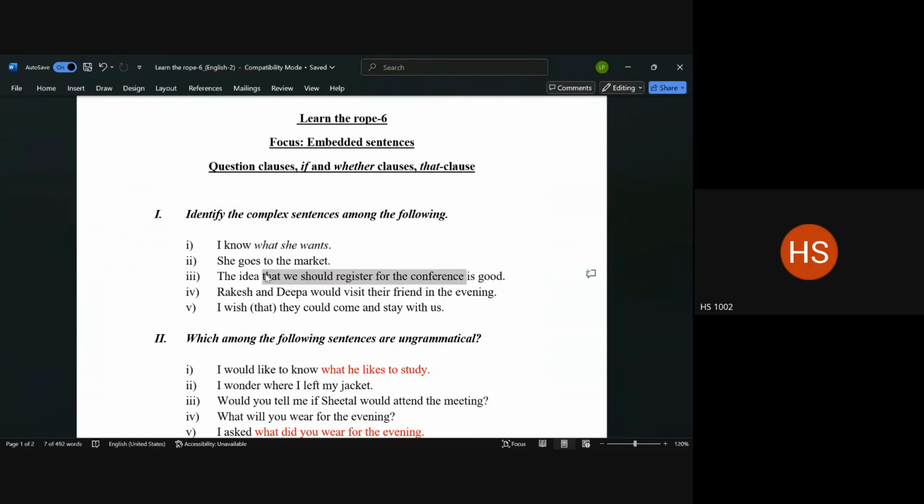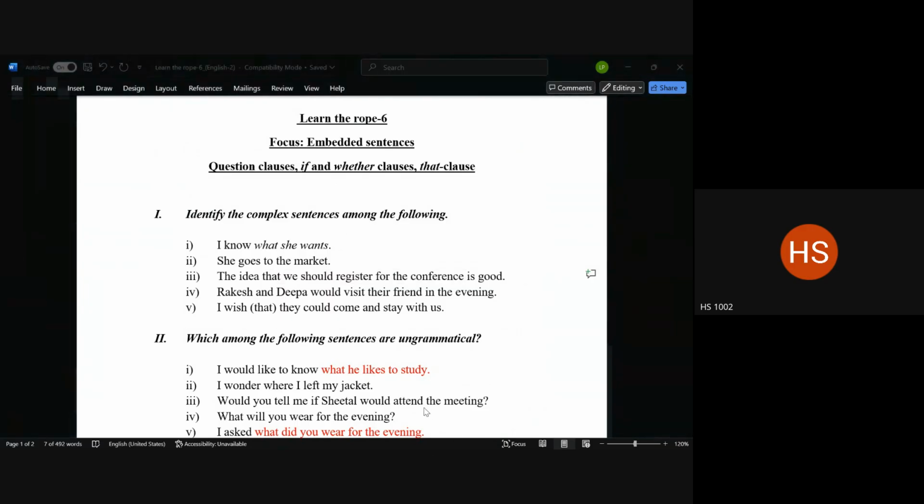Yes, ma'am. Yeah. So if that is the case, then what I'm trying to say is that the idea and the subordinate clause that we should register for the conference are one and the same. So that we should register for the conference, that particular part is not an adjectival clause. Okay. It becomes an adjectival clause only when you're giving additional information about the subject. But this is not additional information. This stands in the place of the subject, right? Let me give you an example. I'll give you an example for adjectival clause. That will make it easier for you to understand. Okay.